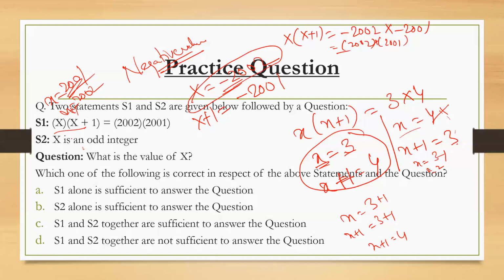Now, when we combine this with the second statement, that is x has to be an odd integer also. So here we have x is equal to 2001. Here x is equal to minus 2002. Now this is what? An even integer. So then we clearly say that there is only one possible value when we combine both of them, we get one possible value of x, that is x is equal to 2001. So here the answer would be what?